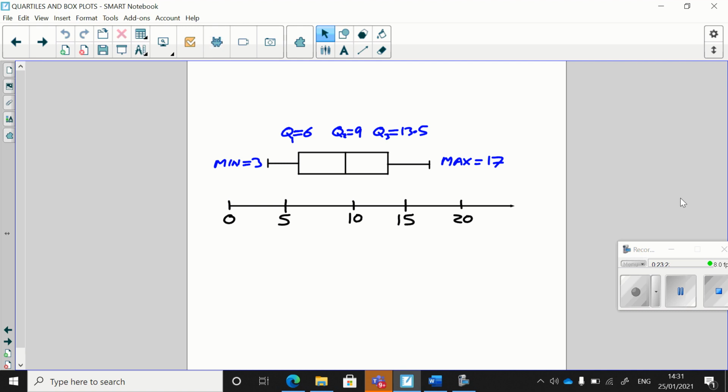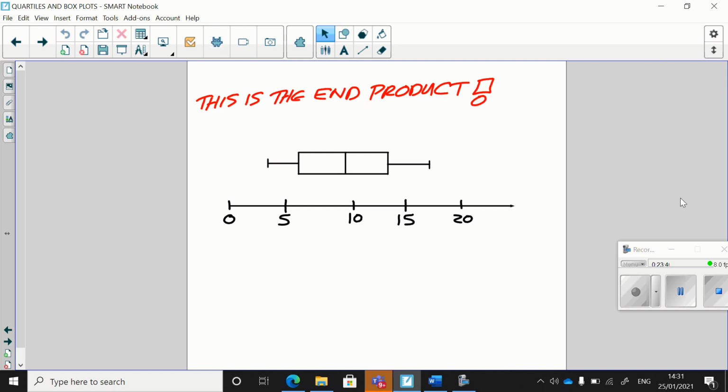Okay, and those little labels there, they were just for construction purposes, the minimum, maximum, and the Q values. I've just put them in. At the end, you would just get rid of them. And if this data represents something, you put in some kind of title there. So like it's saying, that's the end product here. Okay.